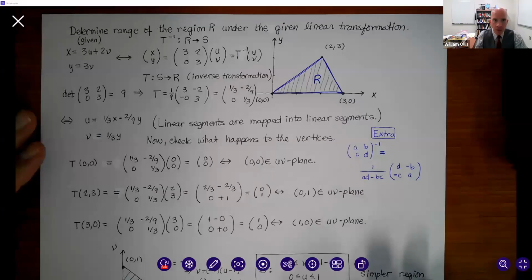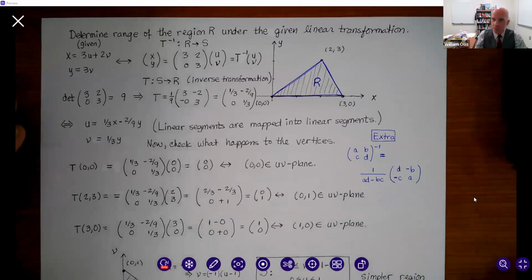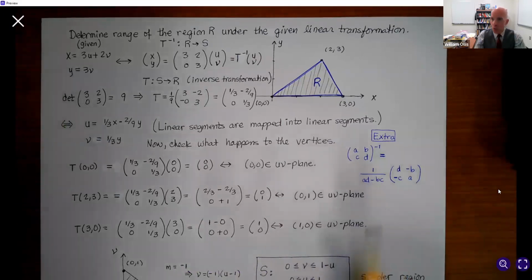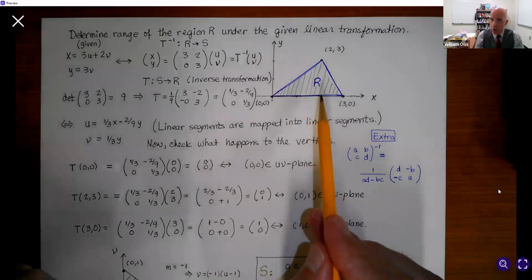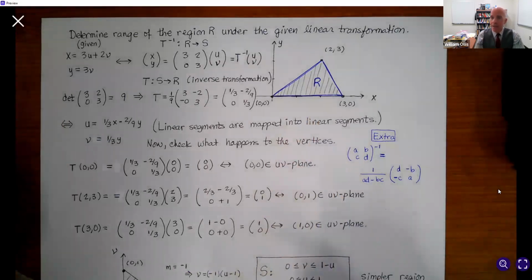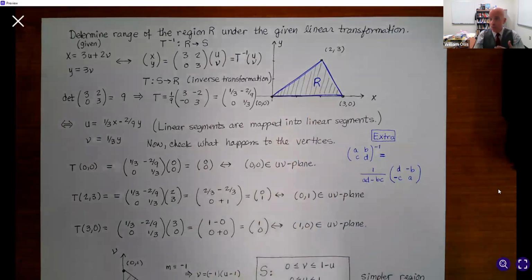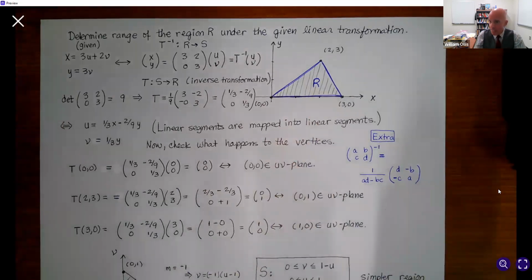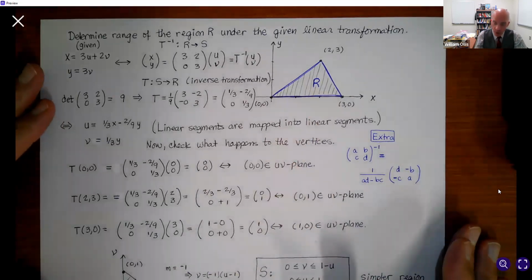Let's look at the range of a linear transformation. When you work with the change of variables theorem, in many cases, you're trying to describe a region R that's more complicated as a more simple region S, using a transformation that you develop. And so you'll see examples of those in the work problems.